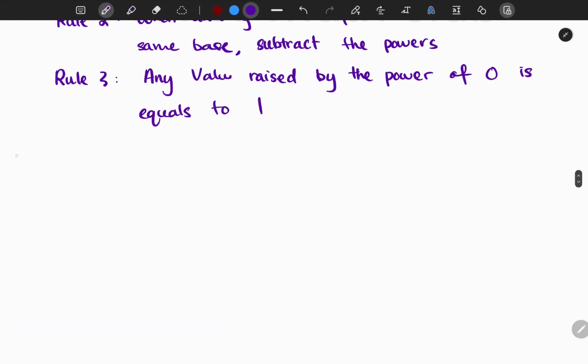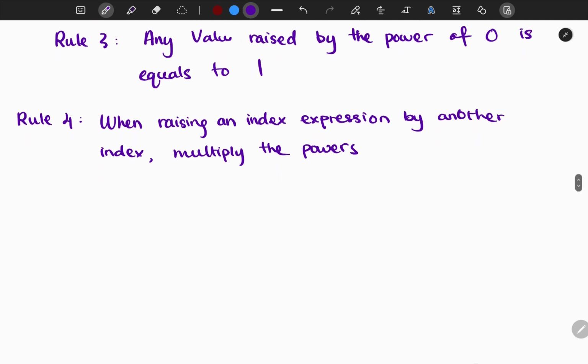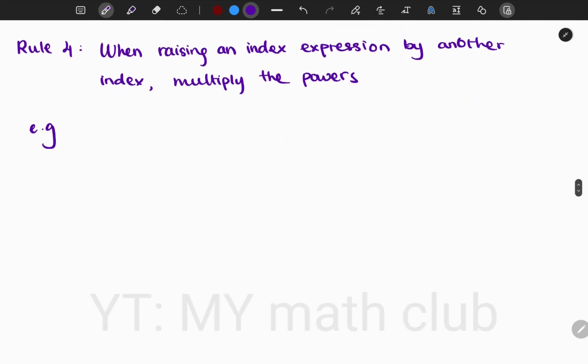And now, we have a look at Rule 4. When raising an index expression by another index, multiply the powers. Let us again use some examples to see how it works. Have a look at x to the power of 3 raised by the power of 2. So, this whole thing means x cubed is repeatedly multiplied by itself 2 times.